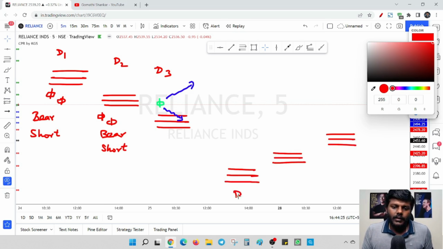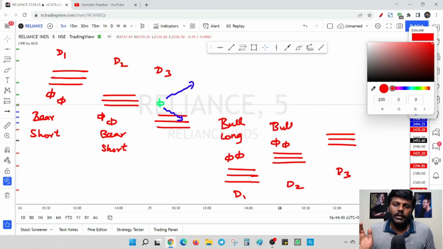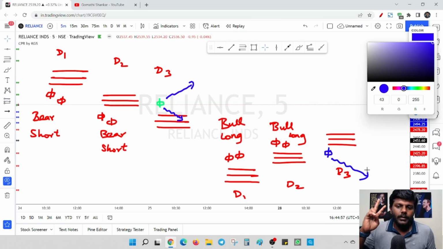Let me take this as day 1, day 2 and day 3. The candles will be opening above daily CPR, so you have to trust the bulls and focus on long opportunities. Here also the candles may trade above daily CPR, so trust the bulls and focus on long opportunities. Now on day 3, the candles may open below daily CPR. Two things can happen. Either the market should come down and change the trend. So this is called trend reversal.